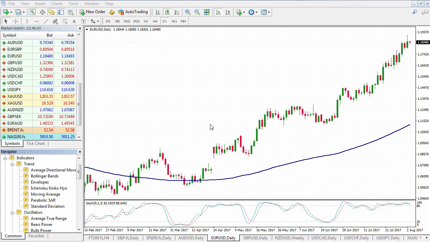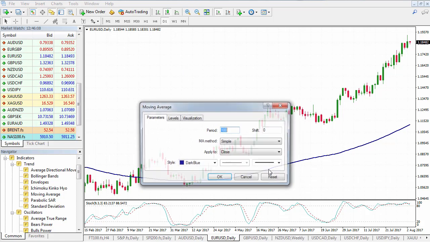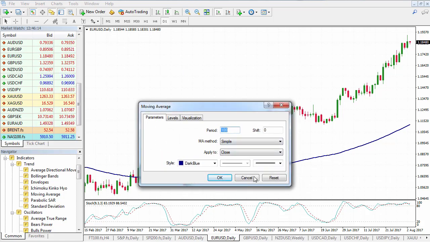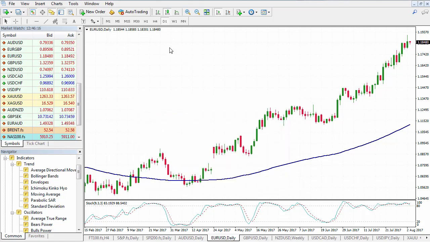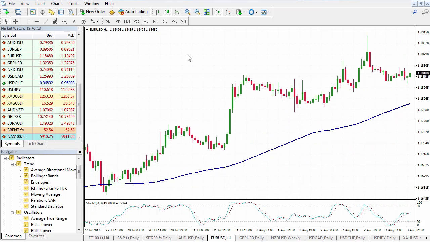Now, I'm actually on a daily, so this is a 100 period moving average. If I double left click on it, you'll see it's a 100 period simple moving average. And if I wanted to, I could go to an hourly chart, and that would be counting back 100 candles.